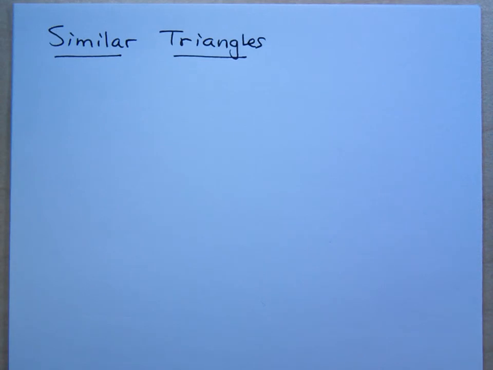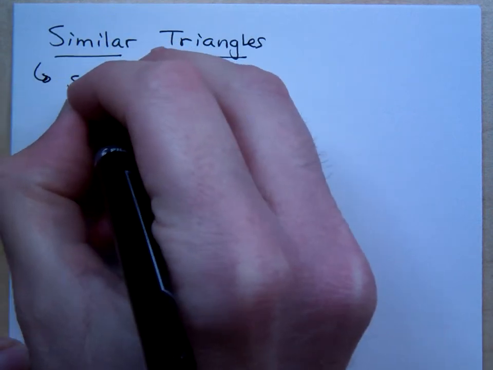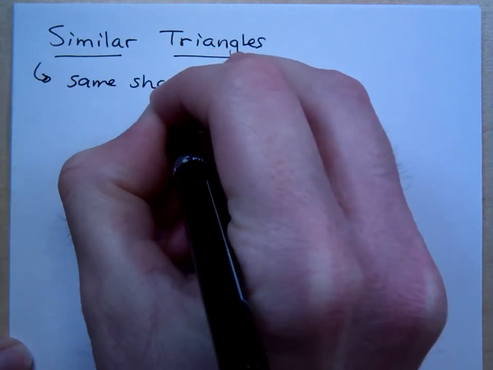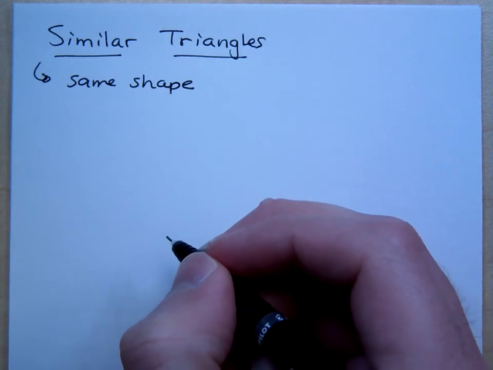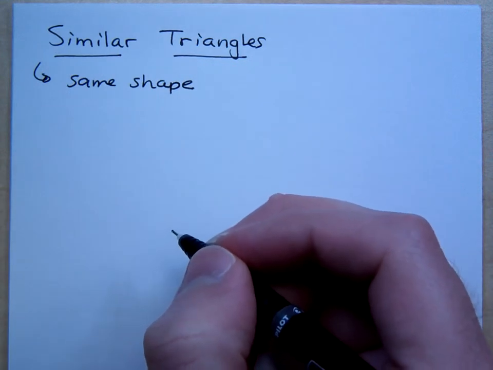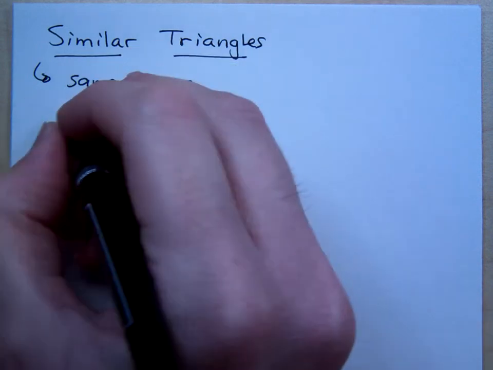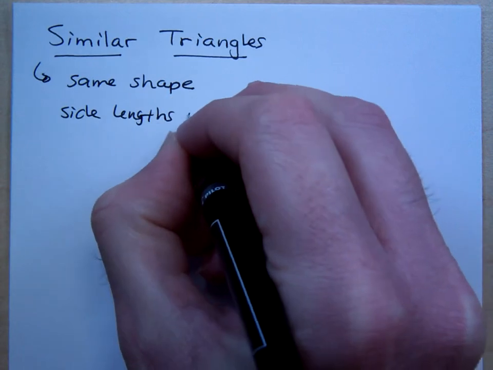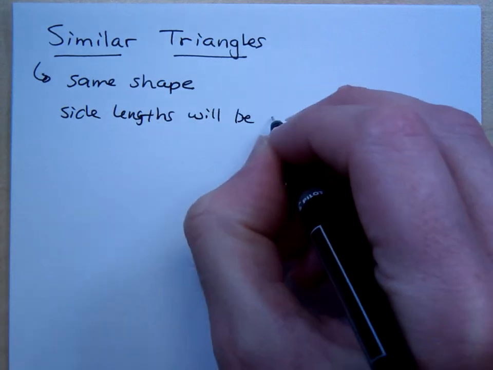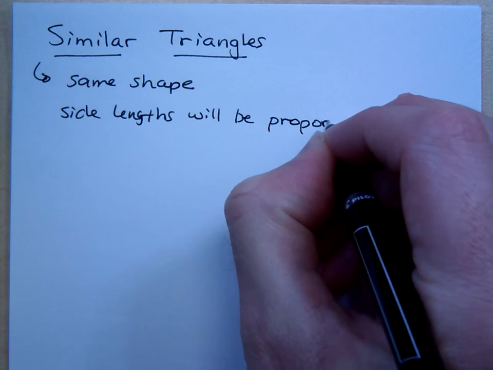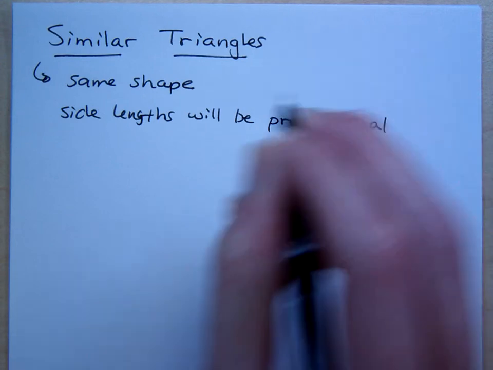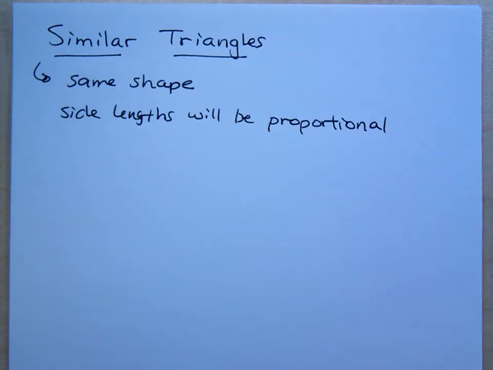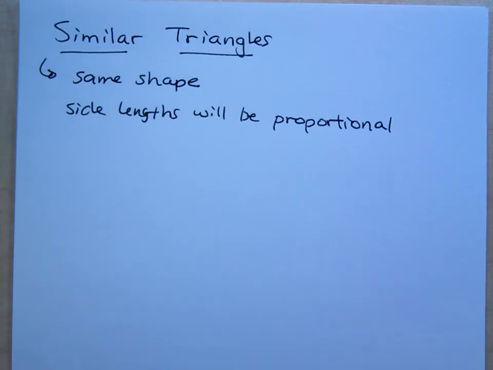With similar triangles, we said before, these guys are going to have the same shape. But they're going to have different sizes, and the sizes are going to have proportions, okay? So side lengths will be proportional. Corresponding side lengths will be proportional. Okay?